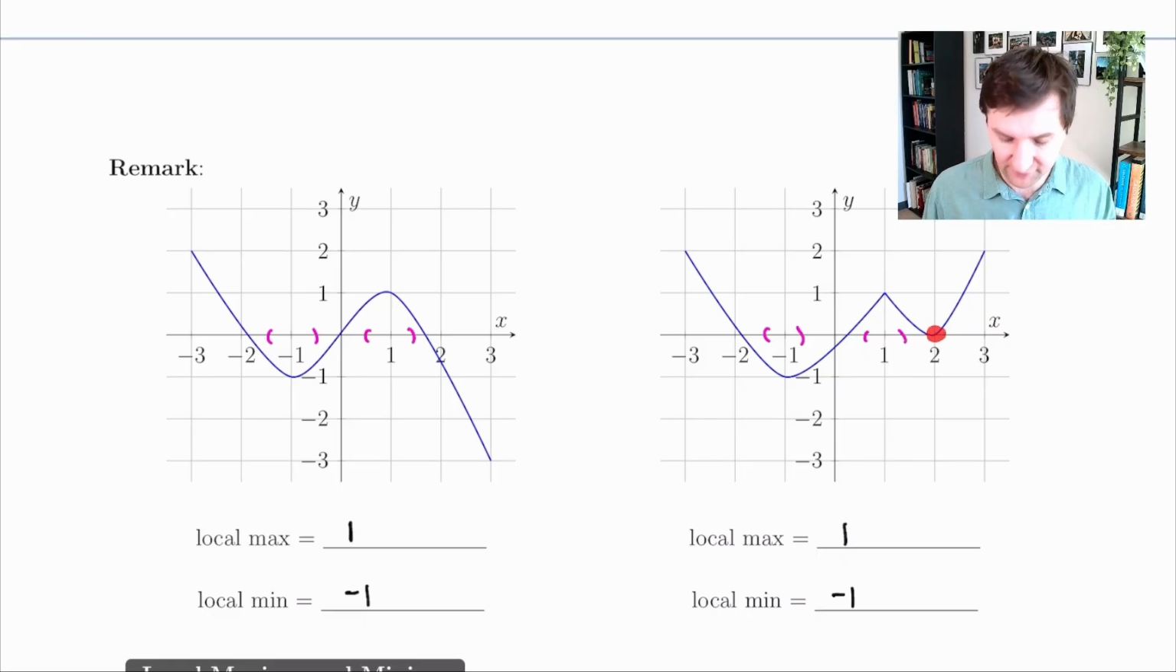Finally, at 2, something similar happens. If I only look at the piece of the graph at 2, I have the smallest value locally, and that value is 0. So there is also a local minimum of 0.